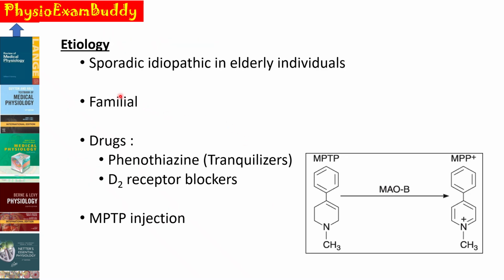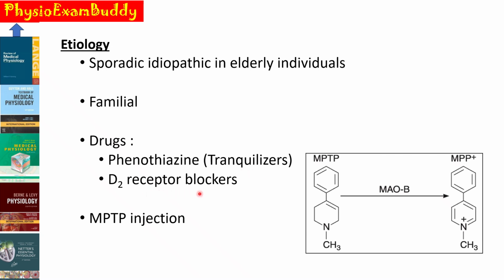And what is the etiology of this Parkinson's disease? Mostly it is sporadic idiopathic in elderly individuals. In some cases it can be familial, and it can also be produced by drugs like phenothiazine, which is an example of a tranquilizer, and D2 receptor blockers.